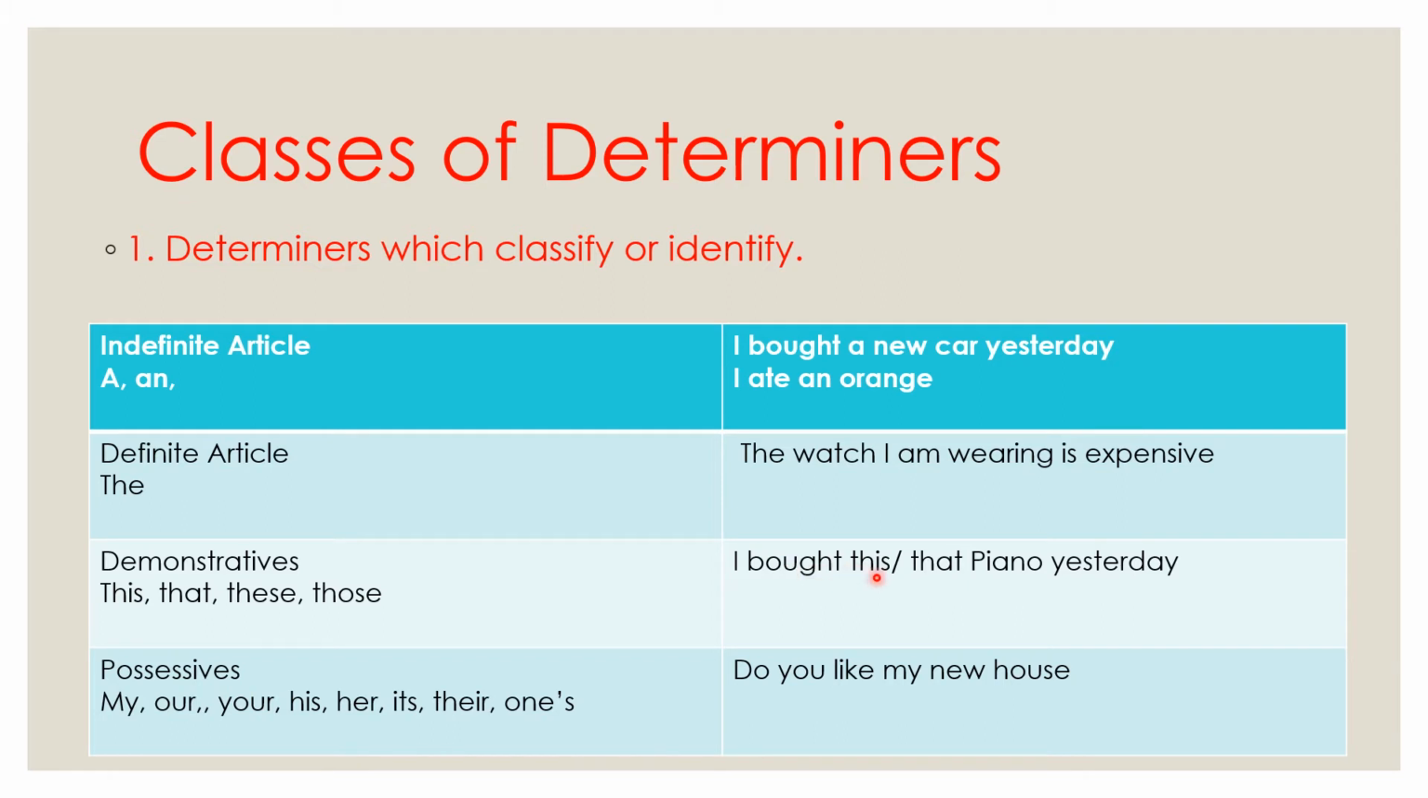Demonstratives. I bought this piano yesterday. I bought that piano yesterday. So they are all demonstratives. This, that, these, those, they are all demonstratives, which are determiners which classify. The possessives. I've put in an example: do you like my new house? So my is a determiner. It's a possessive. The list of determiners for possessives: my, our, your, his, her, its, their, one's.